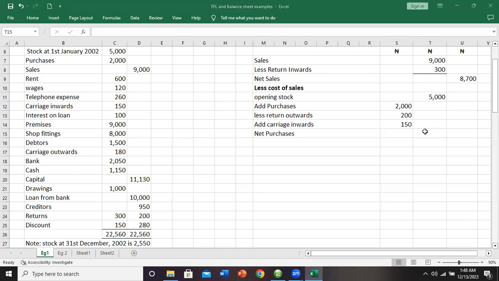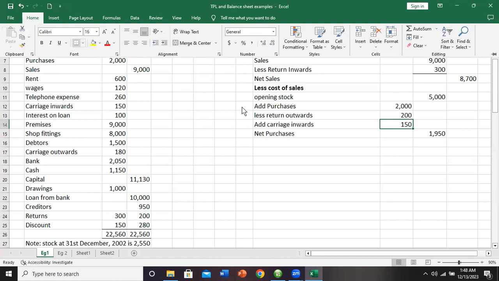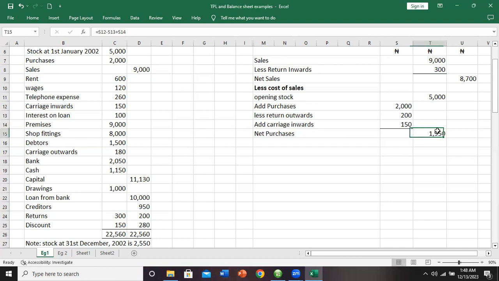So you see, you really have to follow the format gradually so that you know where to put this figure and where not to put this figure, in that order. So let's do the calculation. 2,000 minus 200 plus 150 is going to give us 1,950. And so that is our net purchases. We add it to the opening stock. So this 1,950 will be added to the 5,000, and that's going to give us 6,950. And that is the cost of goods available for sale.